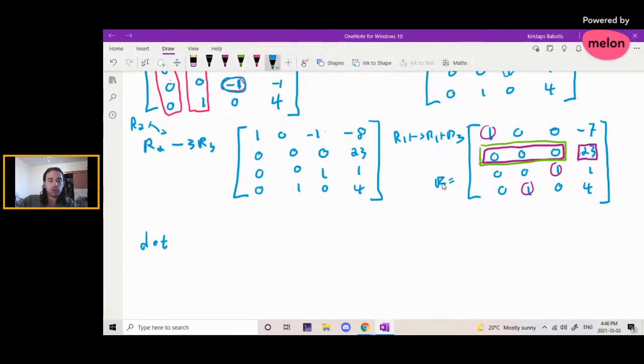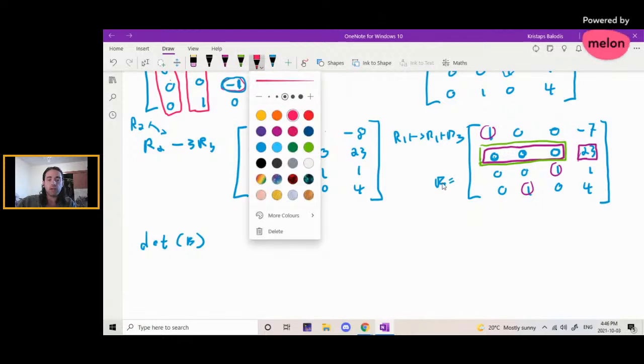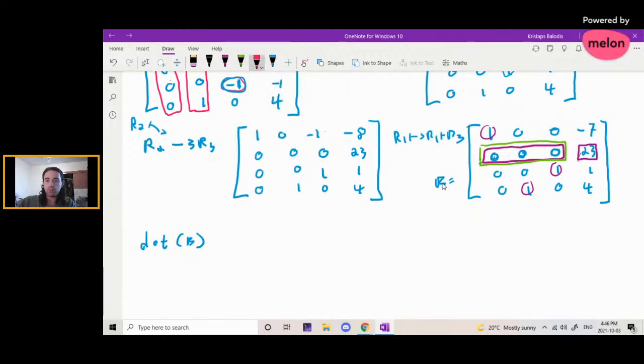So the determinant of B now, I'm not even going to write out the first cofactor terms, right? Because this first term, we're just multiplying everything by 0. The next term we're multiplying everything by 0. The next term we're multiplying by 0. The only one we have to worry about is when we have this 23 here. So I'll just draw the line in for this 23.